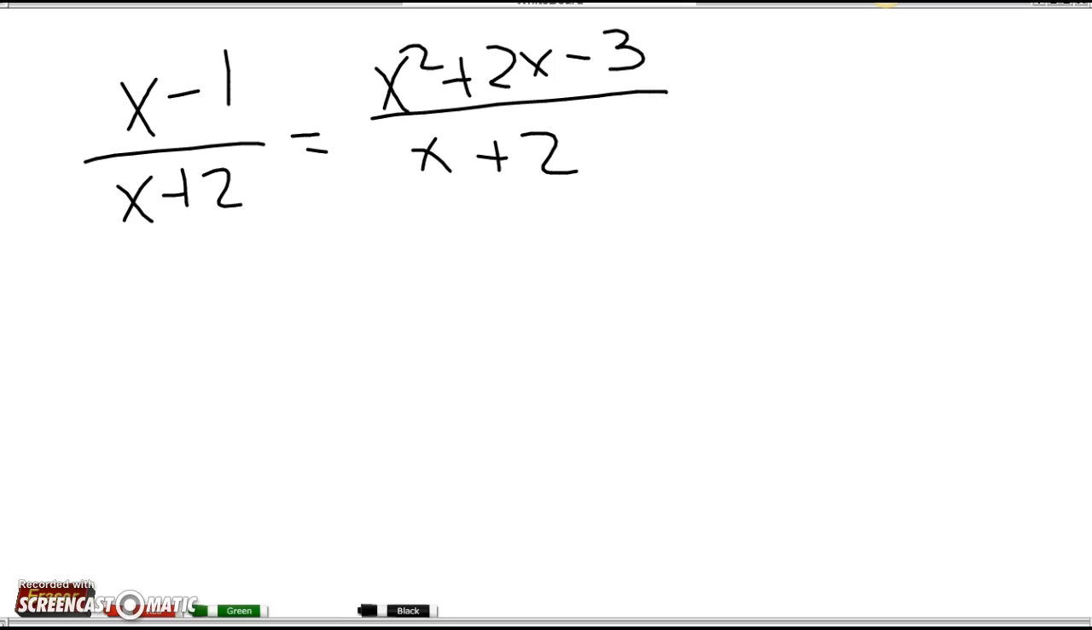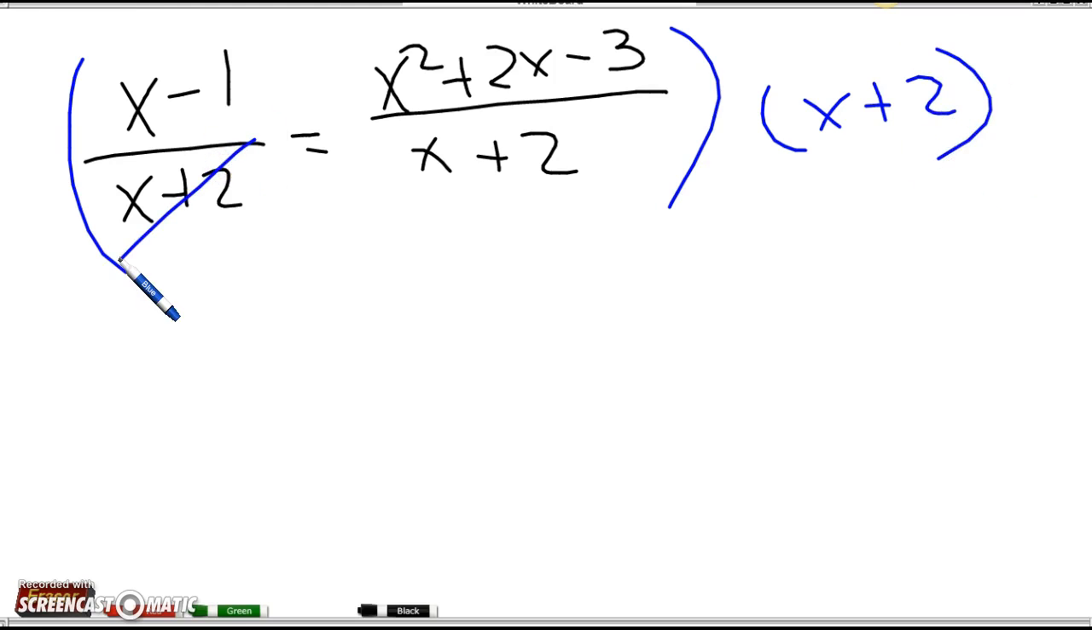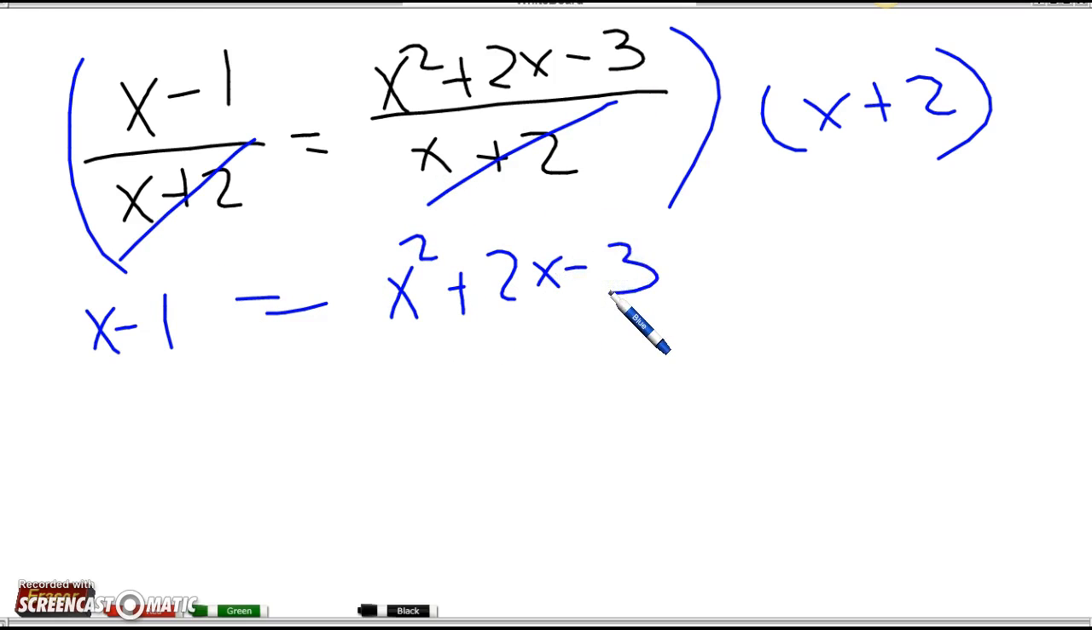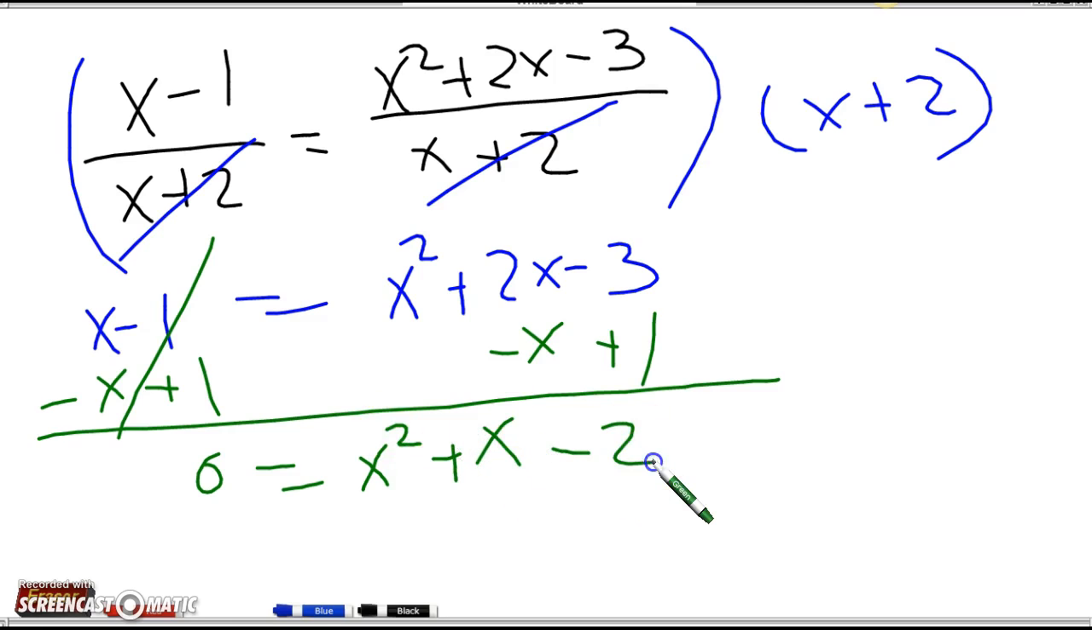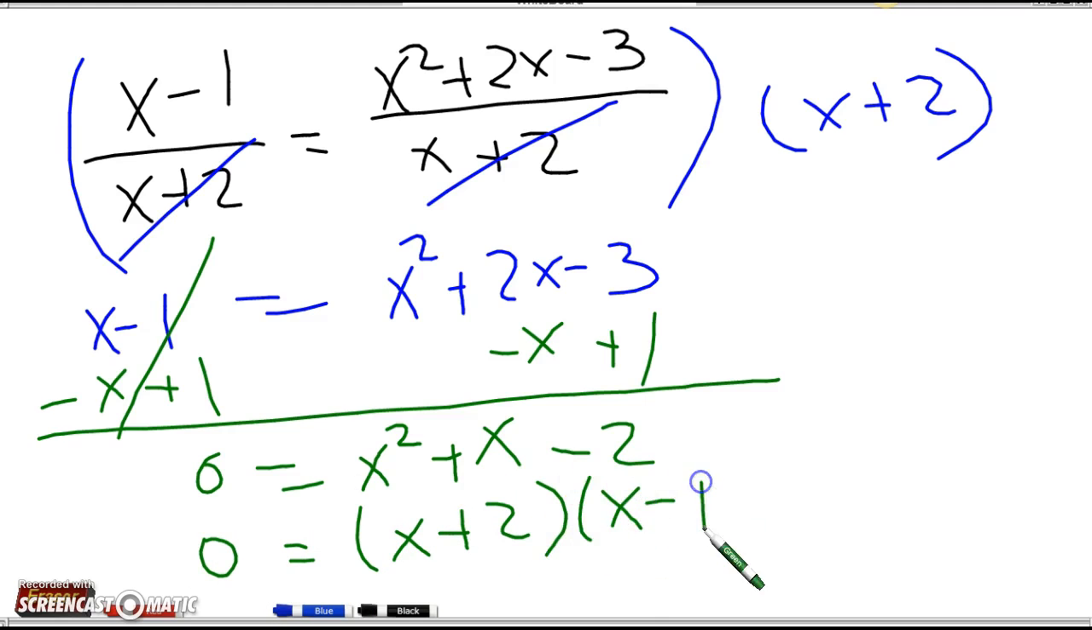We know that the least common denominator is x plus 2. That's the only denominator. So when I do that, my x plus 2 cancels out, and I get x minus 1 equals, here my x plus 2 cancels out, x squared plus 2x minus 3. Everything needs to come over to the other side, so I'm going to subtract x from both sides, add 1 to both sides. Everything goes to 0 over here, and I'm left with x squared plus x minus 2. And so I factor that, and I get x plus 2 and x minus 1. So x equals negative 2 and x equals 1.